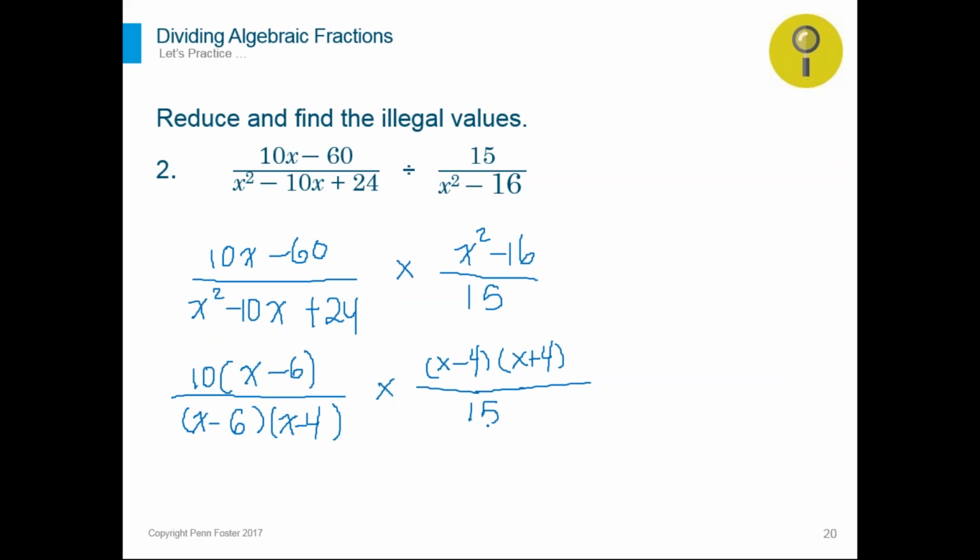15 is just a number. You cannot factor it out more. It's just 15. Now, it's a multiplication problem. Then use the cancellation method. I see x minus 4 and x minus 4. I see x minus 6 and x minus 6. So what is left for our answer is 10 times x plus 4 divided by 15. And that's your answer.